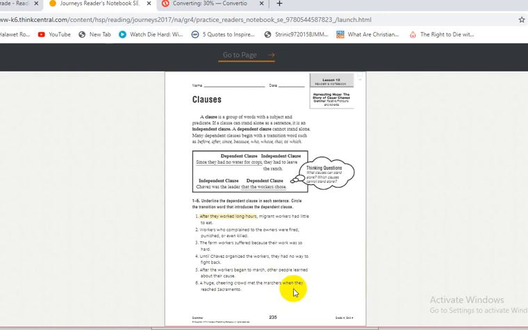Well, let's see the rest. When they reached Sacramento. Can that exist by itself? No, right? There's too much missing information or too much missing meaning. So when they reached Sacramento, that will be our what? Dependent clause. And when is our transition. Okay, let's move on. Easy, right?